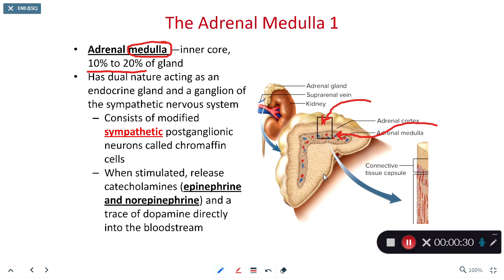As we look at the adrenal medulla, we are going to find that it has a dual nature. It's both an endocrine gland and a gland of the sympathetic nervous system. So what do we mean by that? It's going to be triggered by both the nervous system and the endocrine system. It's going to have a lot of sympathetic postganglionic neurons of the sympathetic nervous system.